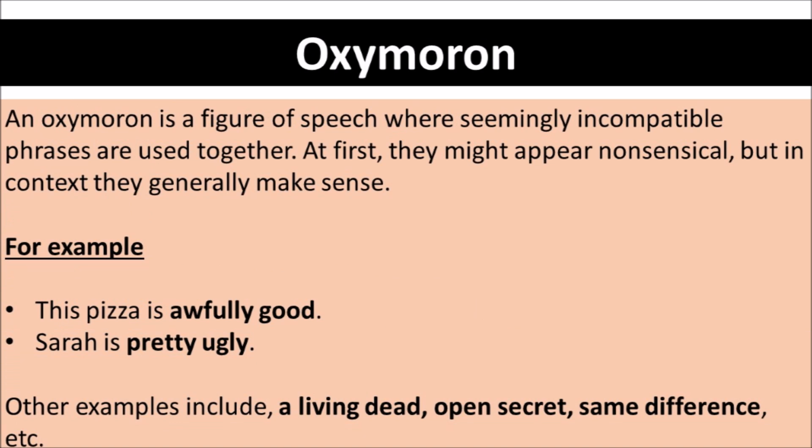Oxymoron. An oxymoron is a figure of speech where seemingly incompatible phrases are used together. At first, they might appear nonsensical, but in context, they generally make sense. For example, this pizza is awfully good. Sarah is pretty ugly. Other examples include, a living dead, open secret, same difference, etc.